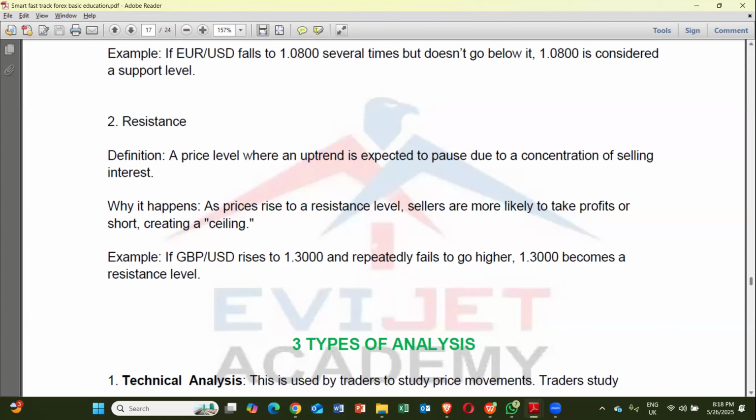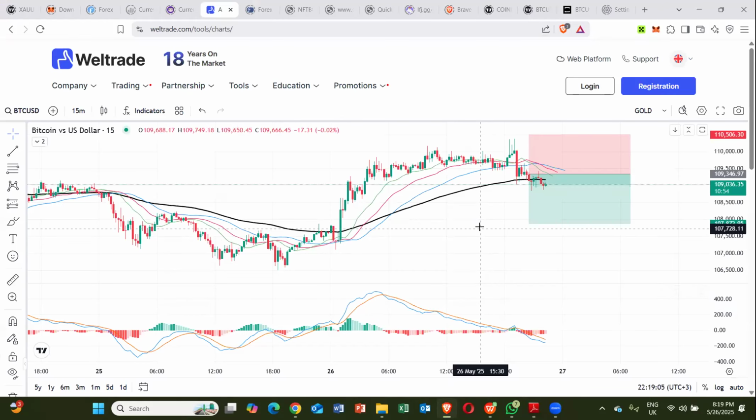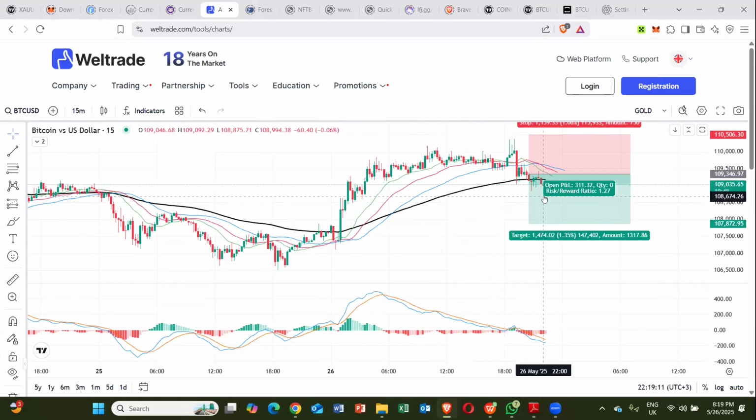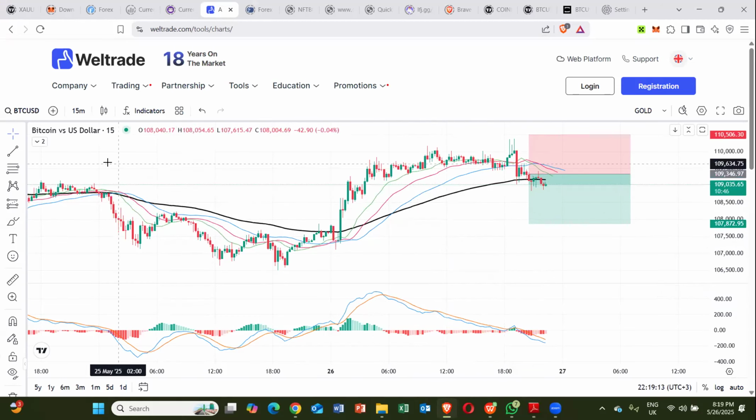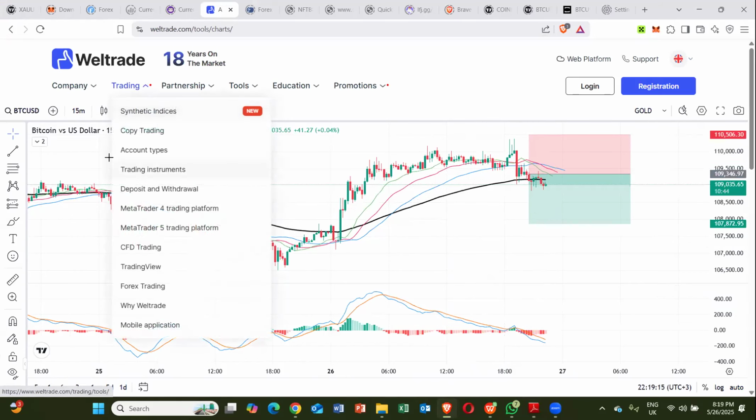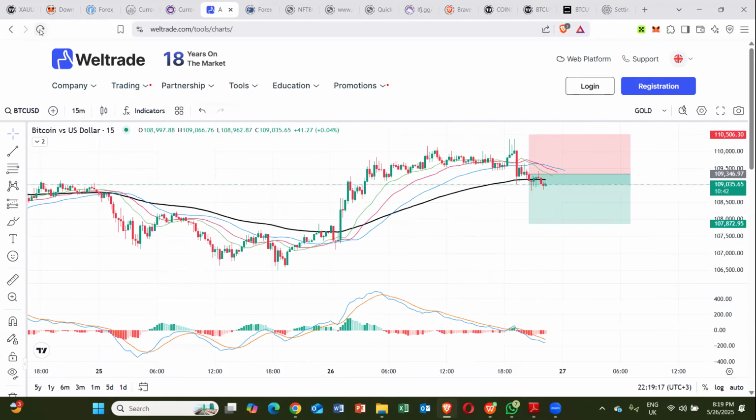All right, so before we go to types of analysis, this is where we will now go to the charts and begin to see these things live. Okay, so this is my chart right now. I'm actually on this trade. This is BTC/USD. Let me refresh this because this is a TradingView implementation.